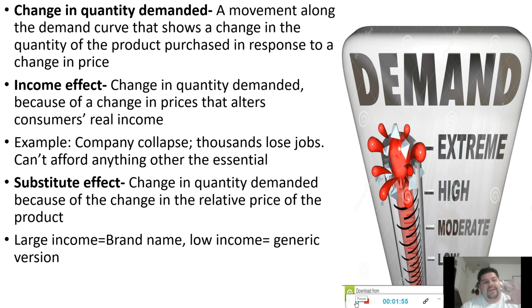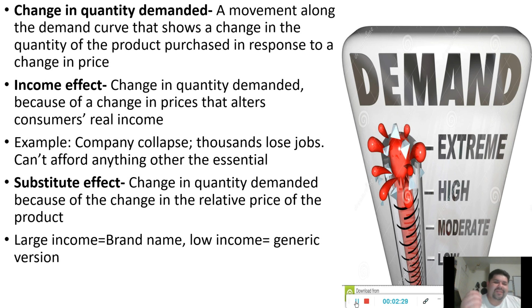All right, so here's the thing. A change in quantity demanded. The textbook definition is this. It's a movement along the demand curve that shows a change in the quantity of the product purchased in response to a change in price. So basically, if you remember the demand curve, like when I asked you guys how many hamburgers would you buy if a burger was $100, $50, $10, $5, and remember how that line kind of dipped down? That's the demand curve, if you forgot.